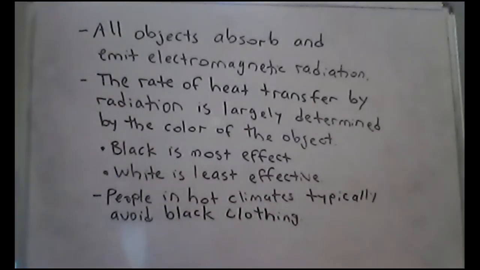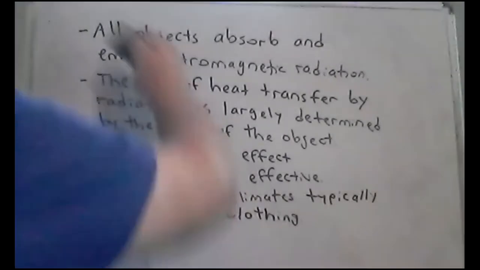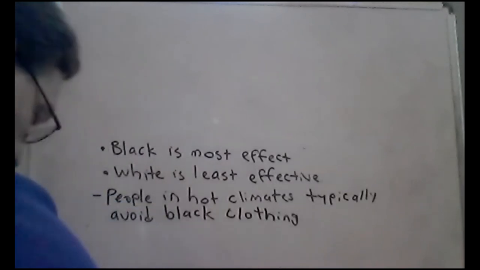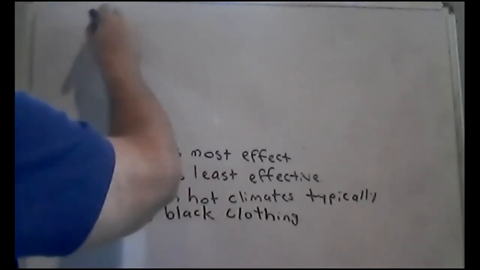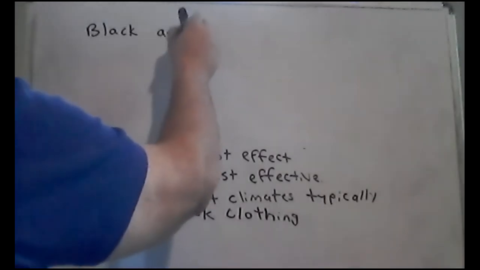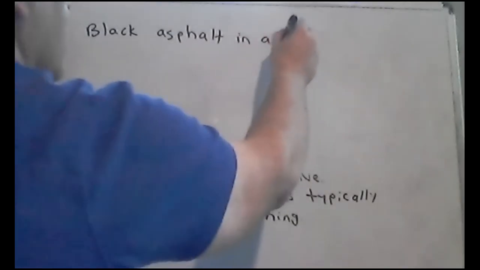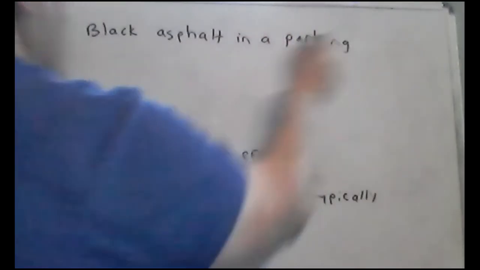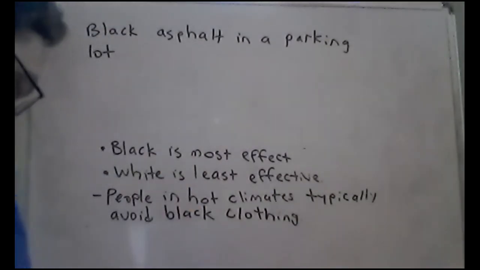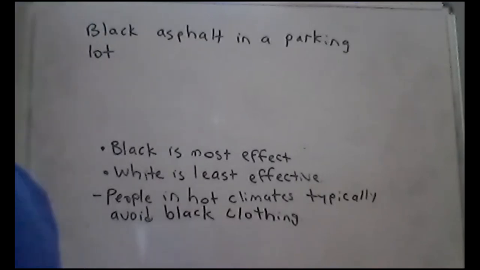Another situation is asphalt. A lot of it has to do with the nature of the material, in this case the color of the material, for radiation transfer. Depending upon the color of the material, you'll have greater radiation, and it'll be significant. Let's say on a very hot day, you have black asphalt. That's another example. Black asphalt in a parking lot will be hotter than the adjacent gray sidewalk.